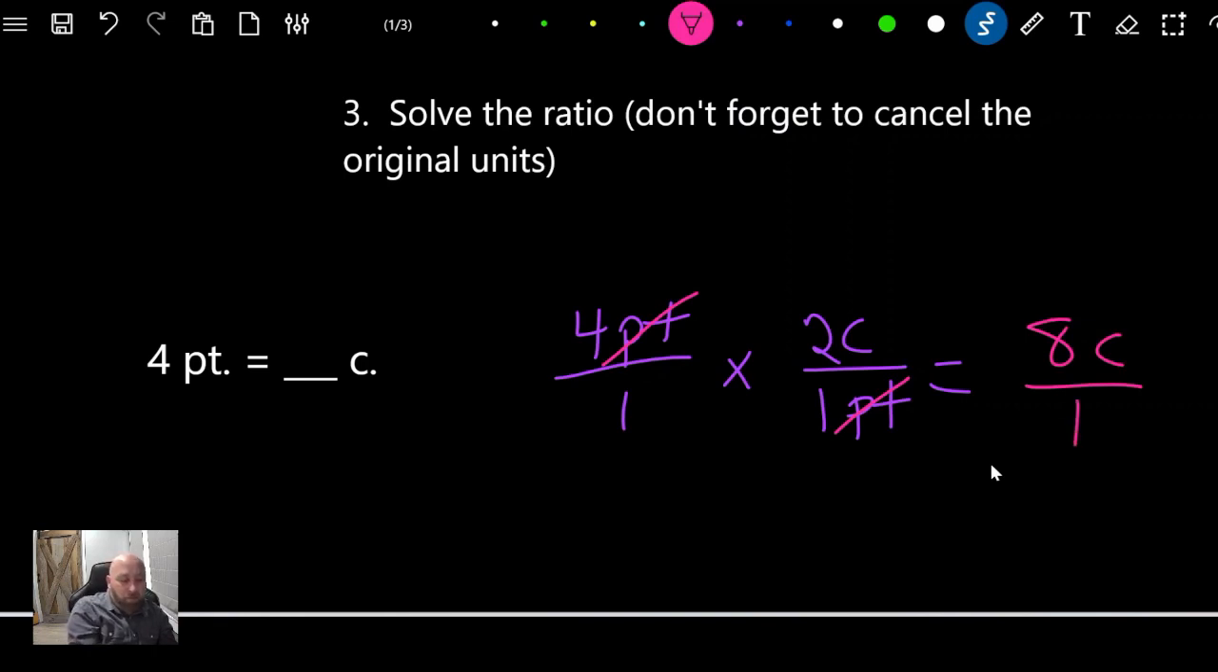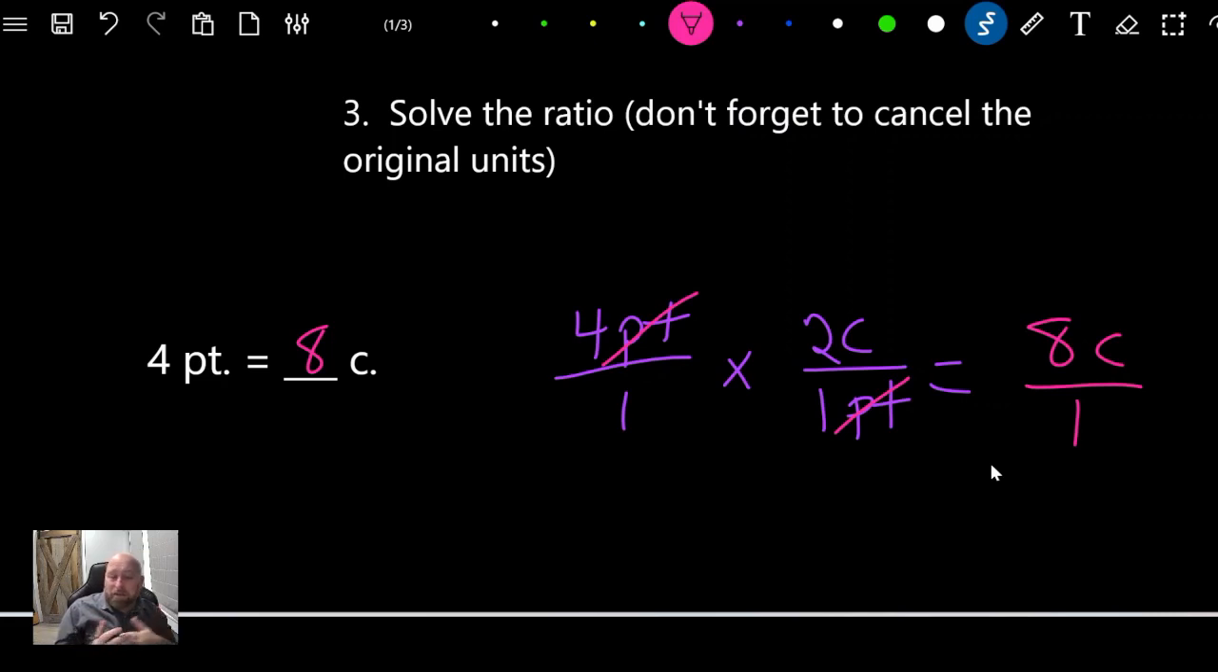What's 8 cups over 1? It's just 8. And so our answer to that problem would be 8. And you might say, but Mr. Steve, I really like the other method better where I was doing larger, smaller, smaller, larger. And you might like that because maybe that's what you've been doing more in the past, or maybe you just really like that method versus this method.